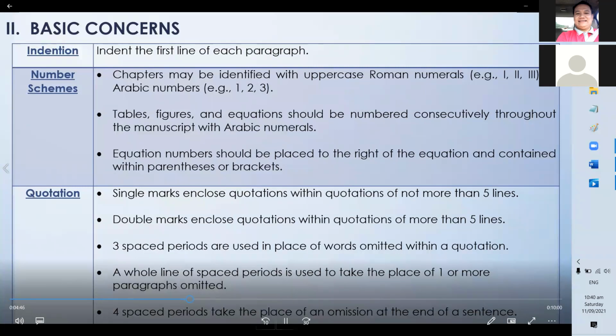For quotations, single marks close quotations within quotations of not more than 5 lines. Double marks close quotations within quotations of more than 5 lines. 3 spaced periods are used in place of words omitted within a quotation. A whole line of spaced periods is used to take the place of 1 or more paragraphs omitted, and 4 spaced periods take the place of an omission at the end of a sentence.